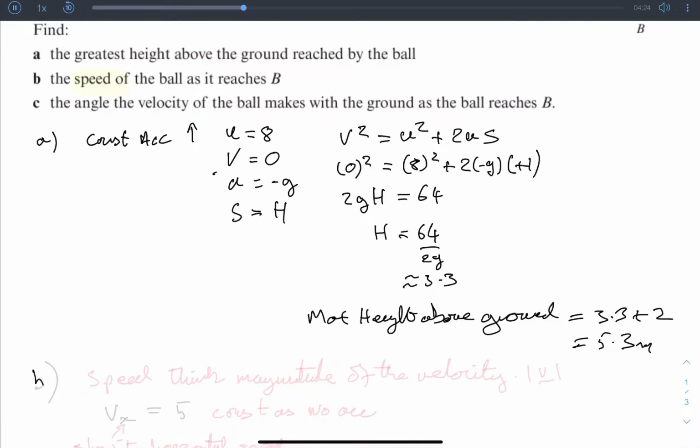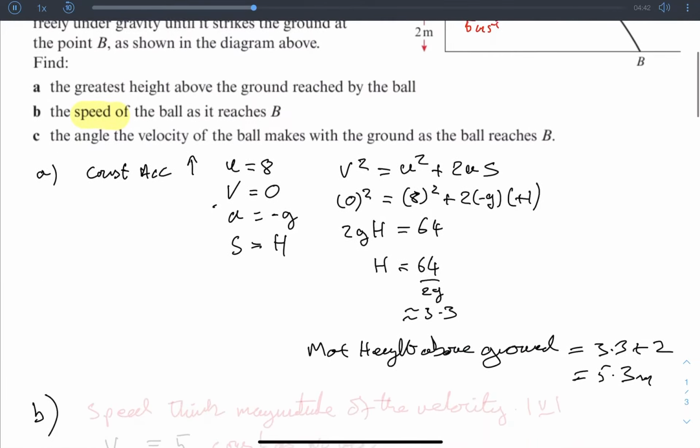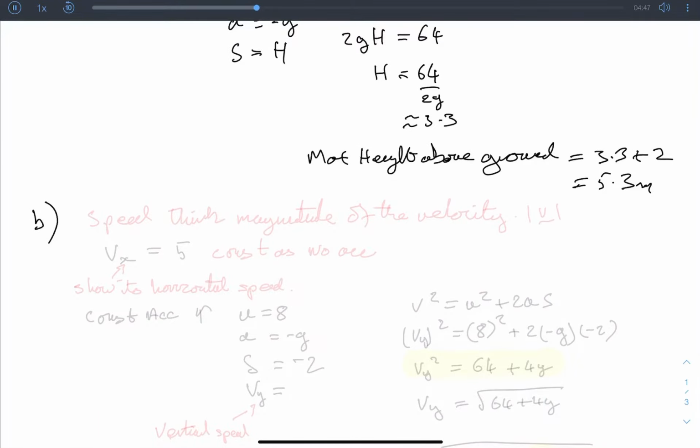Okay, part b. The speed of the ball as it reaches B. So the key word in there is the speed. When we think about speed, we need to have the horizontal and the vertical components, or it's the magnitude of the velocity. Yeah? So when we see that word speed, think magnitude.